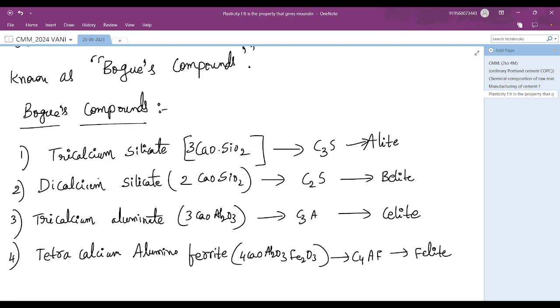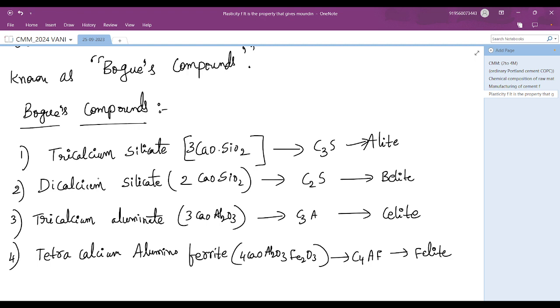Now for tricalcium aluminate, no doubt lime and alumina combine with each other for this C3A, but contribution of alumina is more. Now coming to the tetracalcium aluminoferrite, contribution from the iron oxide is more. So please make a note of it.